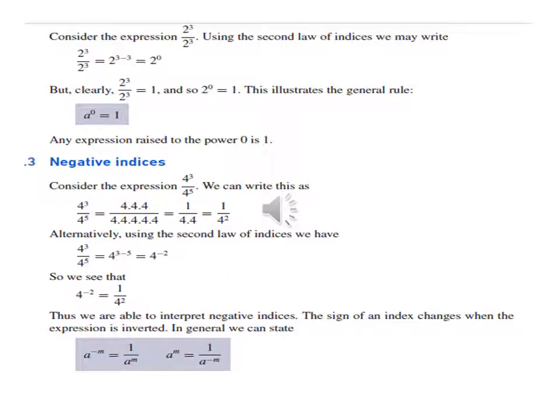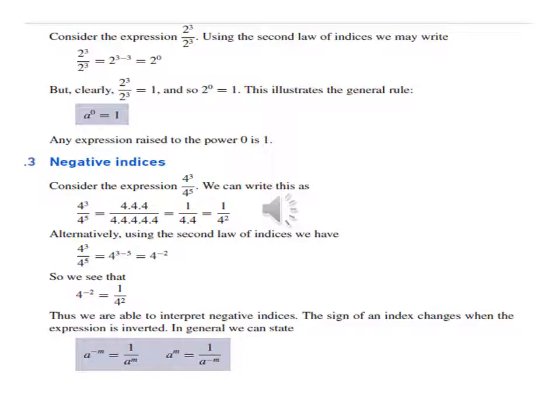Consider the expression 2 to the power 3 over 2 to the power 3. It must be equal to 2 to the power 0, which equals 1, and so on. a to the power 0 equals 1. Any expression raised to the index 0 must be equal to 1.